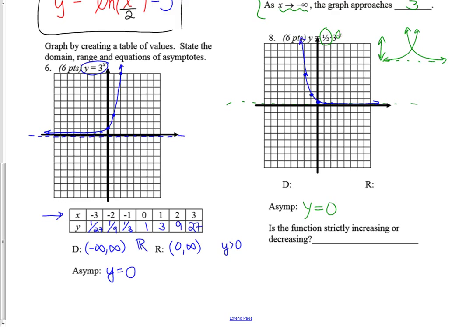All right, the domain here was from negative infinity to infinity because I go left and right forever. My range was greater than 0. So I can write that either way because I went up. Is the function strictly increasing or strictly decreasing? This would be decreasing, because as I go from left to right, the function is falling. The slope is negative that whole time. All right, let's turn the page.